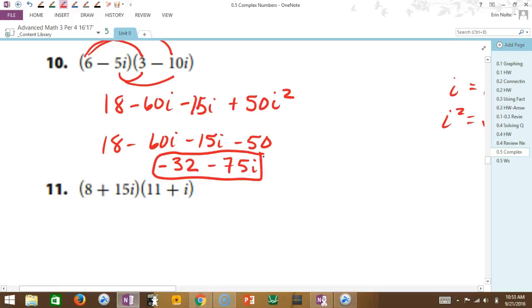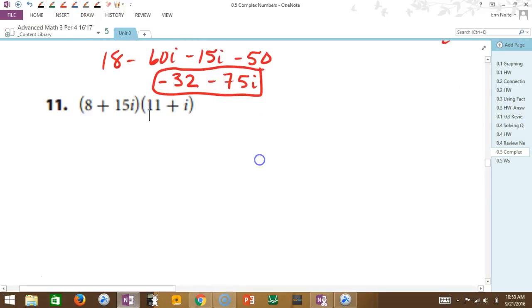Should I do another example? One more? Okay, there's my example, number 11. Again, we're just going to FOIL this just like any other set of binomials. 8 times 11 makes 88. And 8 times i makes 8 i's. And 15 i's times 11 is, yeah, 165 i's.